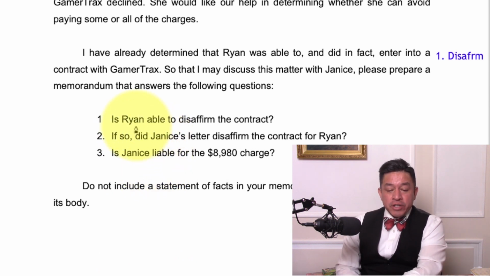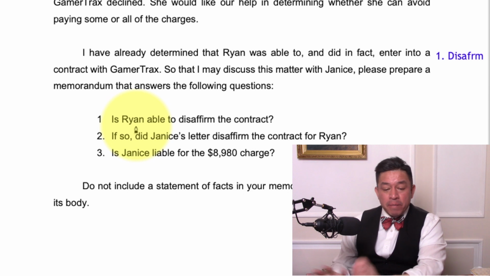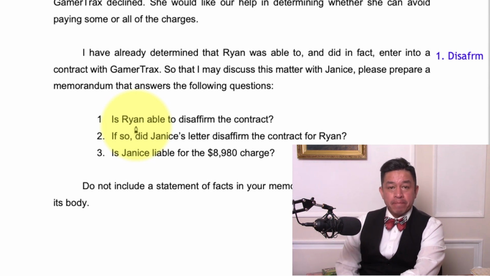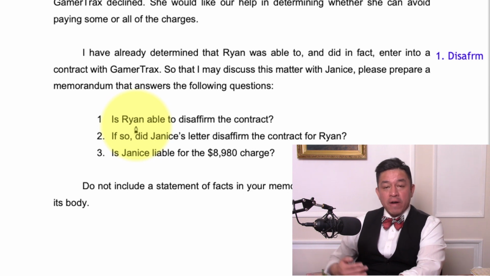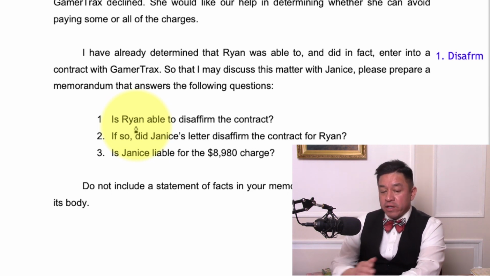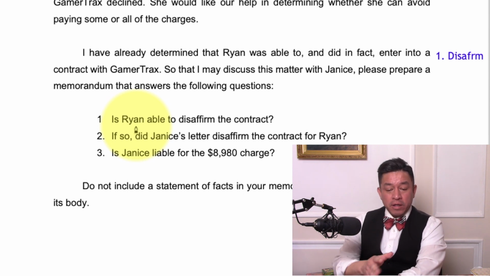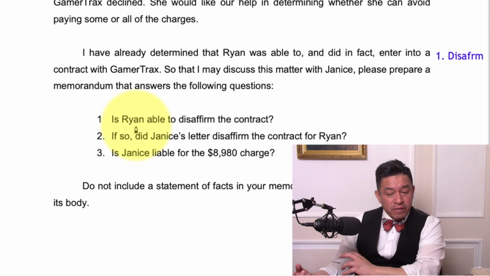So Ryan is a child. Is he able to disaffirm the contract? Many people said yes, and the rules were easy to find. No problem. You get number 1, it's a 50. I've seen it. That's what I'm looking at, the past returned essays. Number 2, if so, did Janice Slater disaffirm the contract for Ryan? For Ryan, not for Janice, the mother, for the 12-year-old child. Extracting the rule statement from that was simple as well. So you get these two, you're looking at either a 50 or a 55.